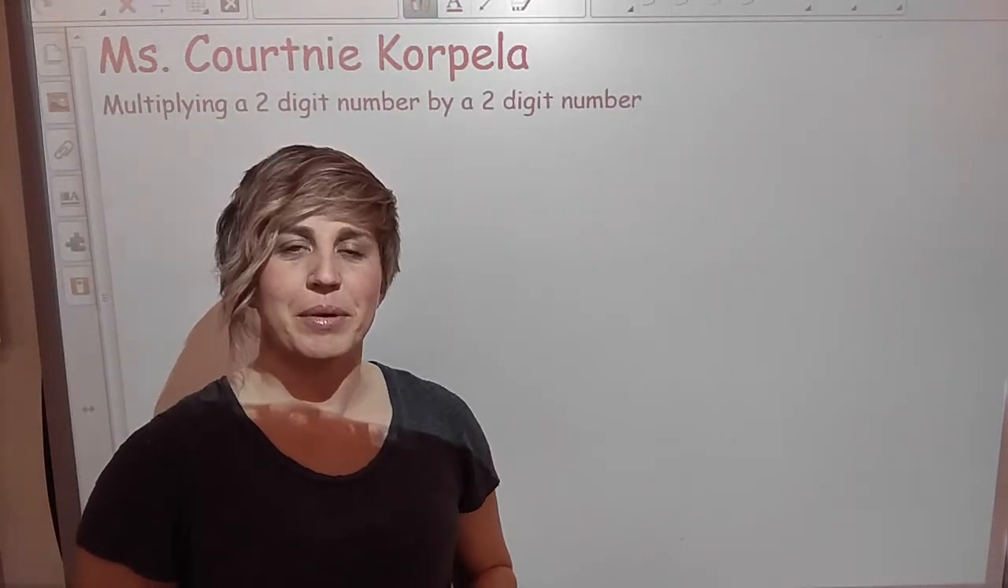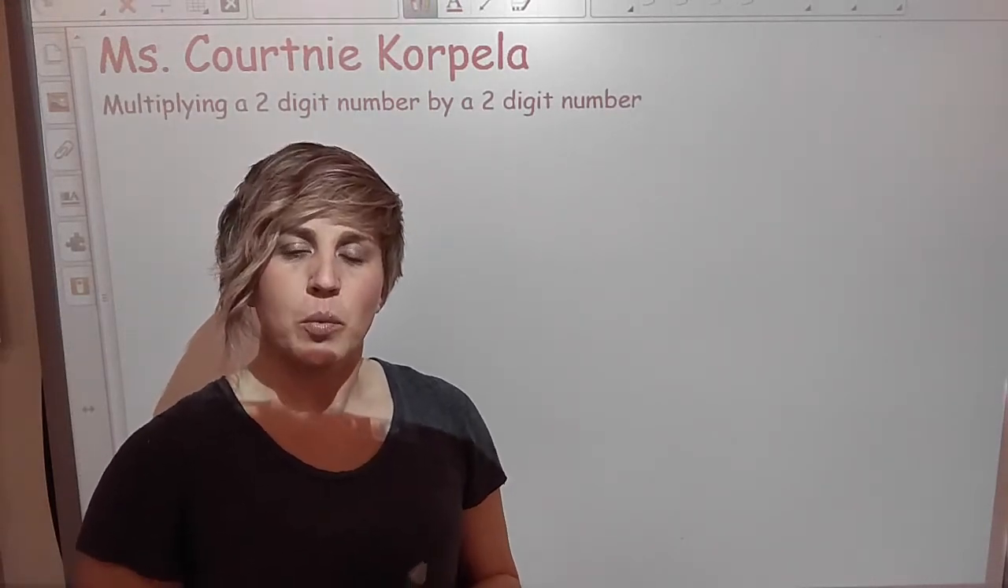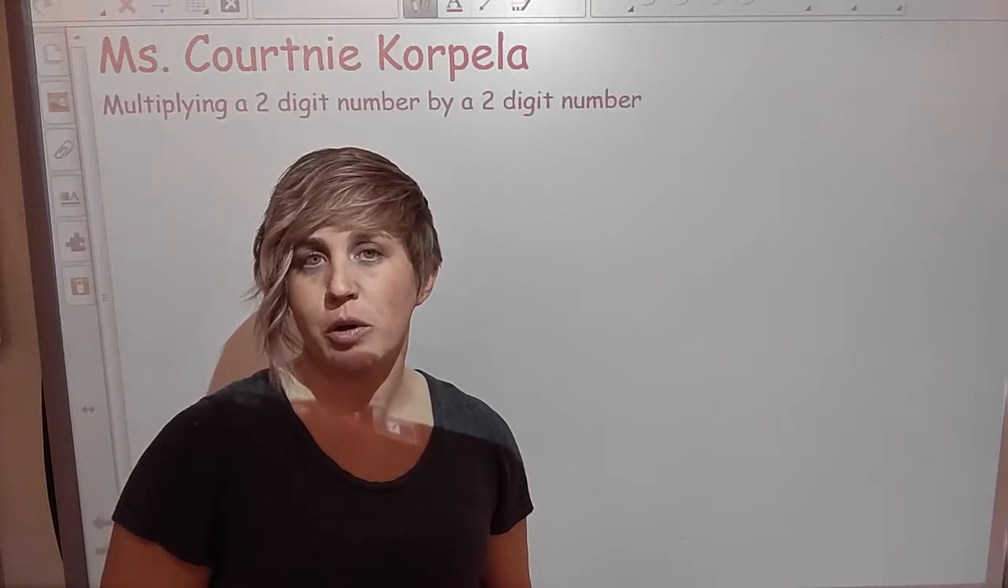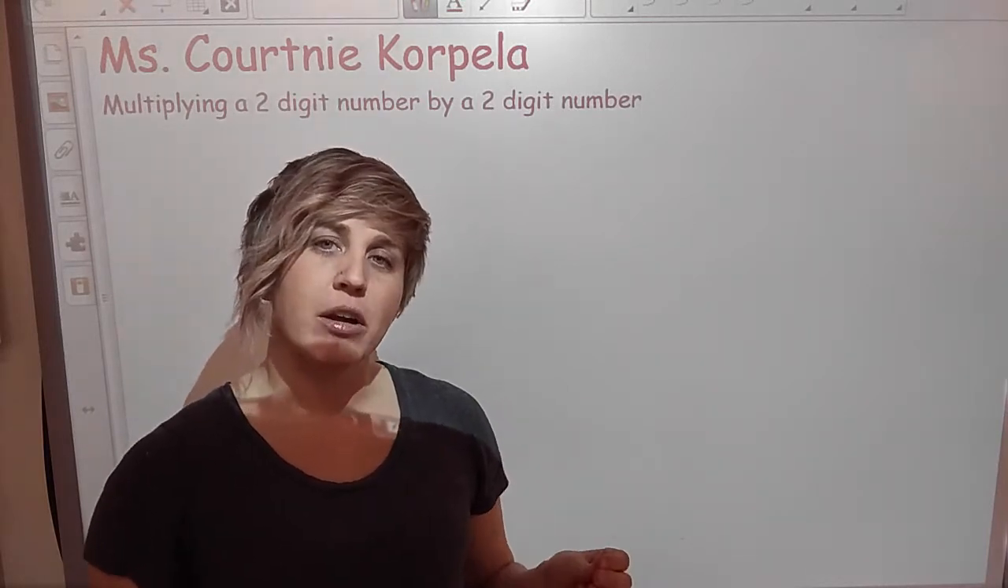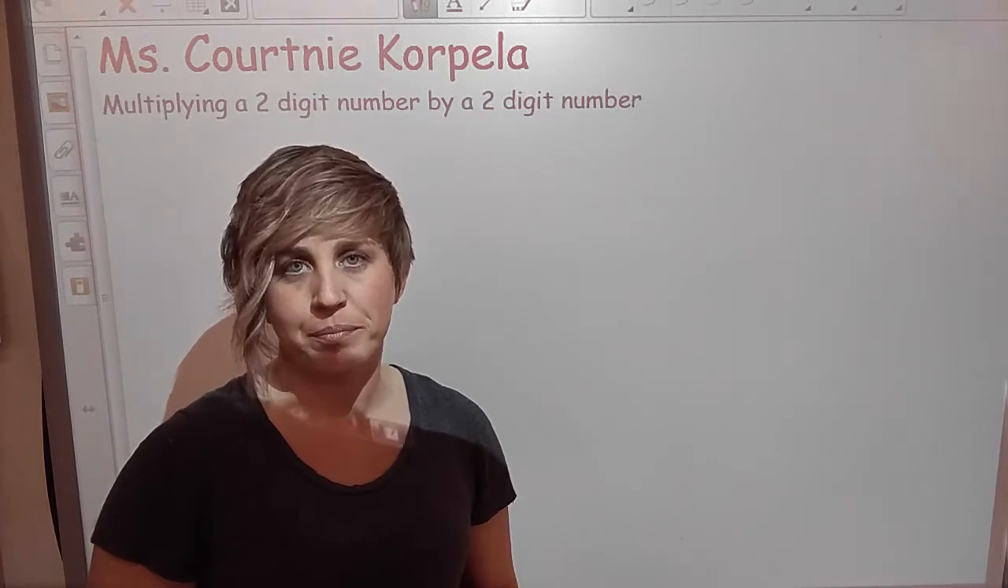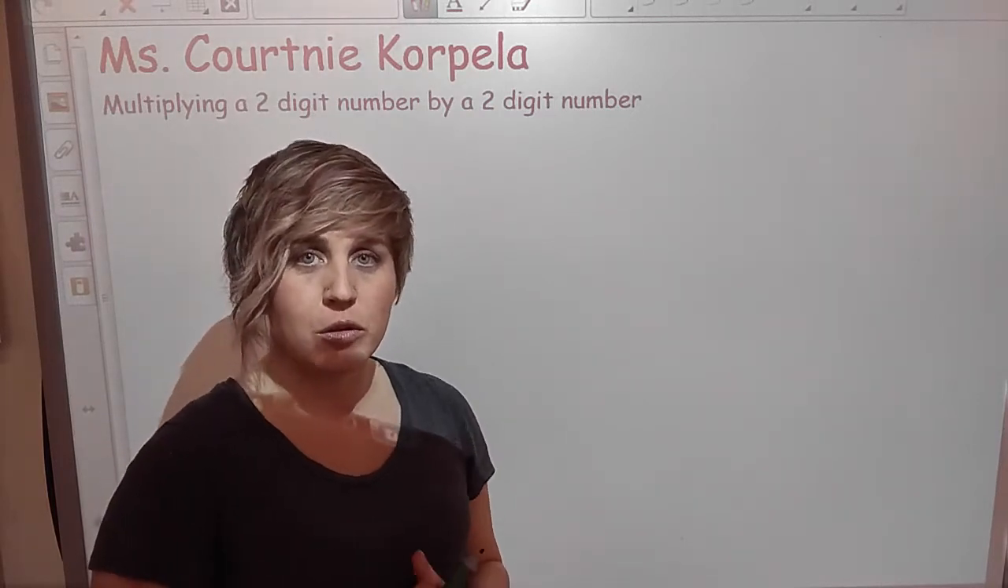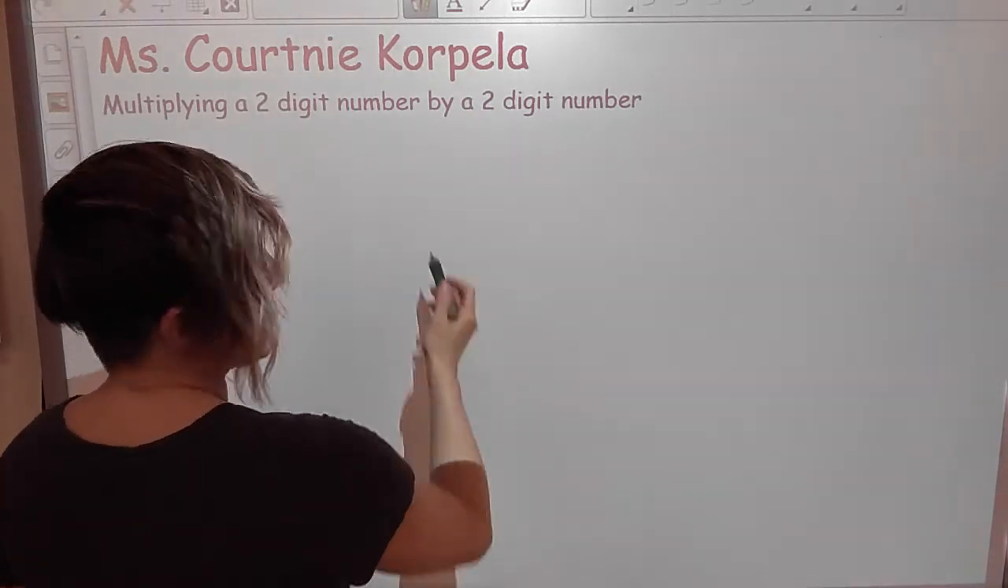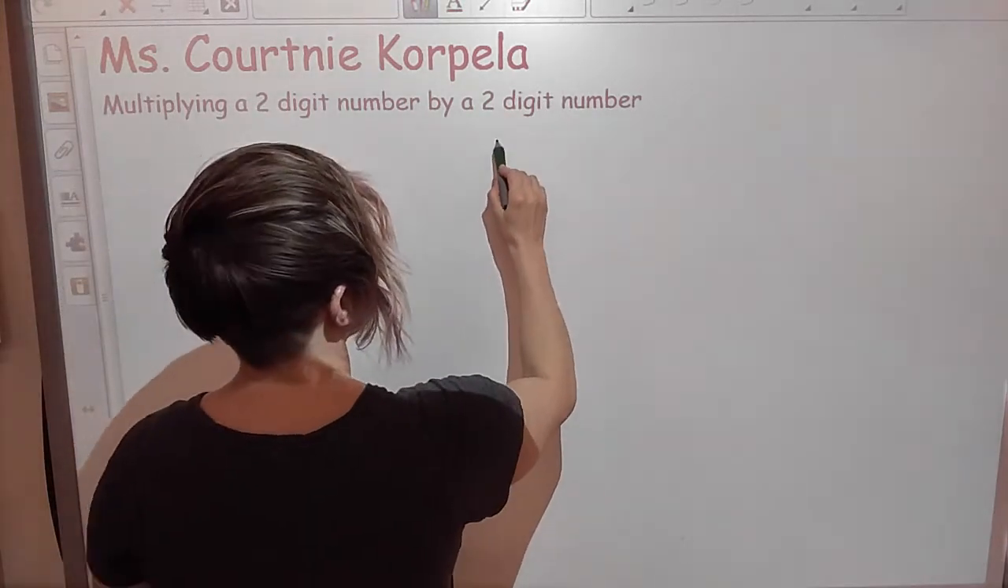Hi class, today I'm going to help you with your math again. We're still exploring the partial products algorithm. This time we're expanding our knowledge into multiplying a two-digit number by another two-digit number. So to start us off, I'm going to use the number sentence 47 times 62.